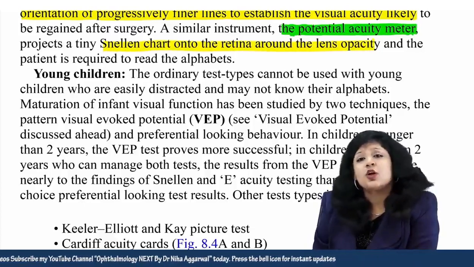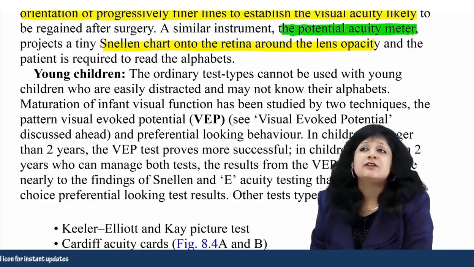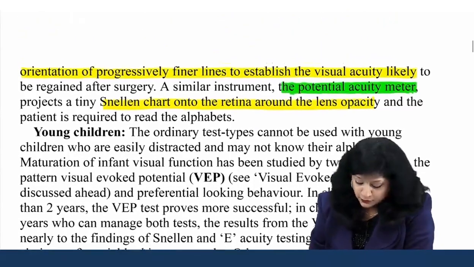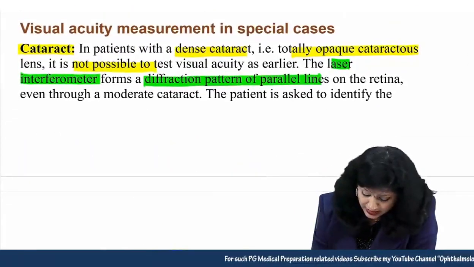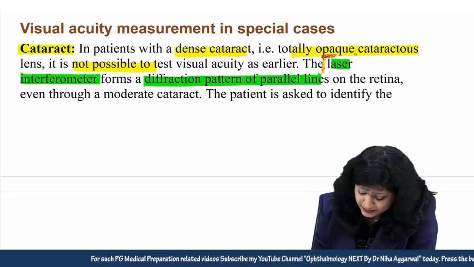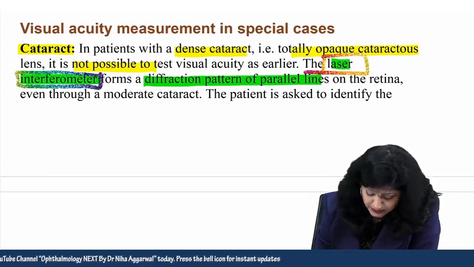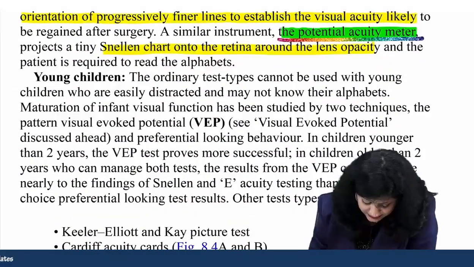So we'll not go into the details of it because that is beyond the scope of UG level, but yes, I think you should know the names of the two instruments, that if you want to measure the visual acuity in the cataractous patient, you have something called the laser interferometer, and then we also have the potential acuity meter, that is important.